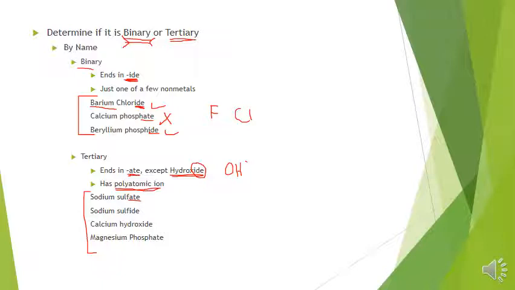Sodium sulfide is "ide," and that's binary. Calcium hydroxide, okay. This one ends in "ide," but remember that hydroxide is a polyatomic, so this is going to be a tertiary. And finally, magnesium phosphate is tertiary. So one way to tell if you have a tertiary is if it ends in "ate," usually, except for if you have hydroxide.